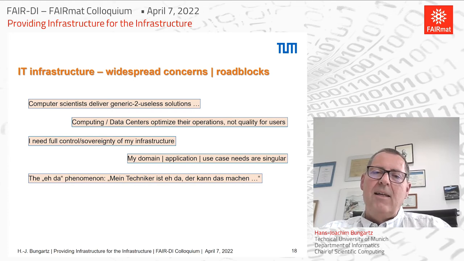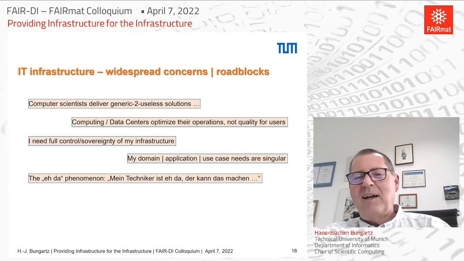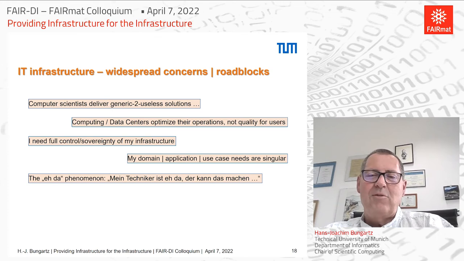And this is frequently also the case with, let's say, technicians. So I have Mr. Müller. Mr. Müller is my very sophisticated technician, and he is on the payroll. So I don't need a specific new technician for my compute cluster. I can do this in my office.